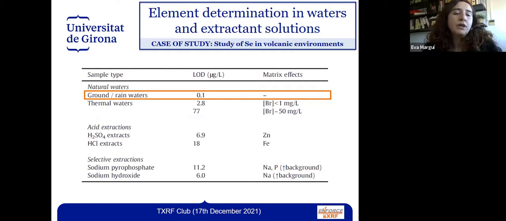of groundwater or rainwater samples, the limits of detection are really low, but for the analysis of other types of water or leaching solutions, the limits of detection can be really high. So before doing an experiment, of course, it is useful to make a previous study of the limits of detection that we obtain.